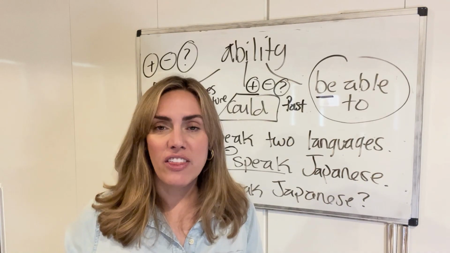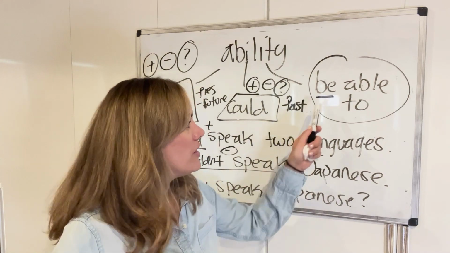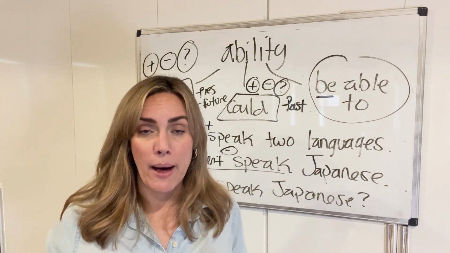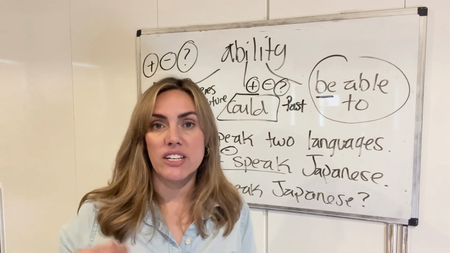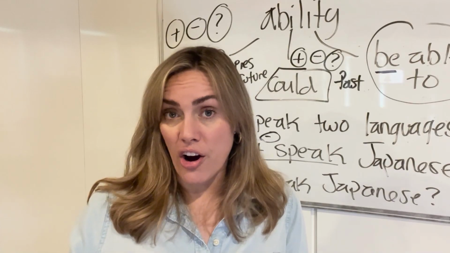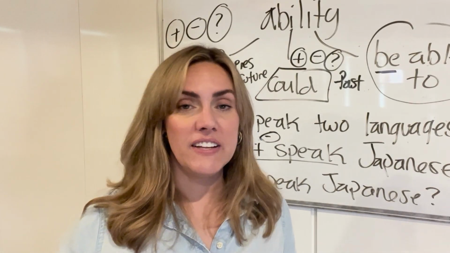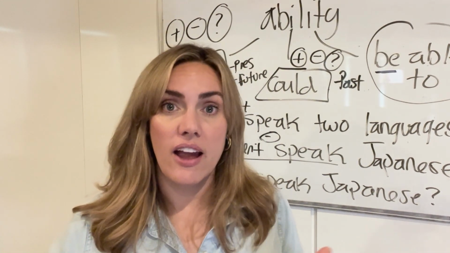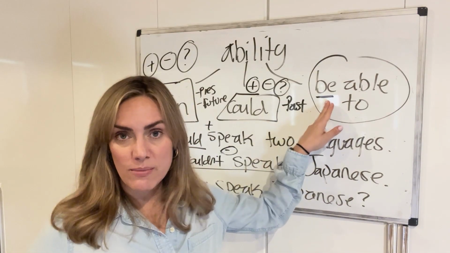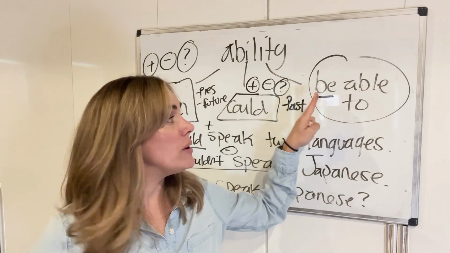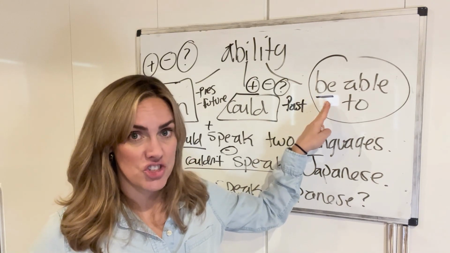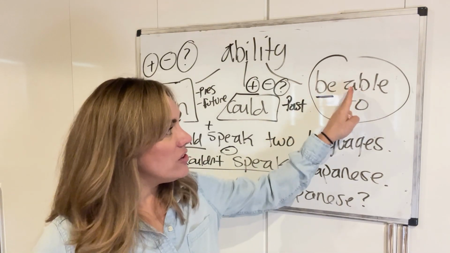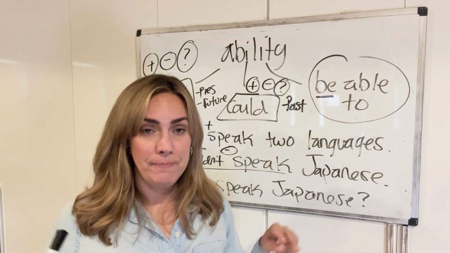So if the subject is I, the verb be will be am, I am. If the subject is you, it's are, you are. If it's he, is. If it's they, are. So you just need to make sure you have subject-verb agreement with this verb. It does change. And then you keep able to the same.